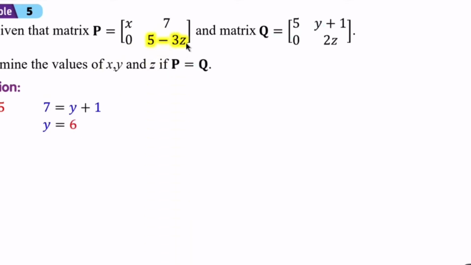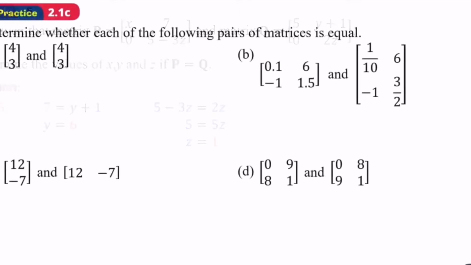Okay, and then we have 5 minus 3z should be equal to 2z. So 5 minus 3z is equal to 2z. So we can say that 5 is equal to 5z. So z should be equal to 5 over 5, which is 1. Right, so that is how we solve for the unknowns by using the concept of equal matrix. So we have discussed this example. Let's do Practice 2.1c.